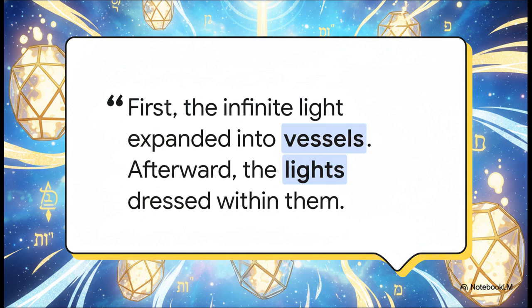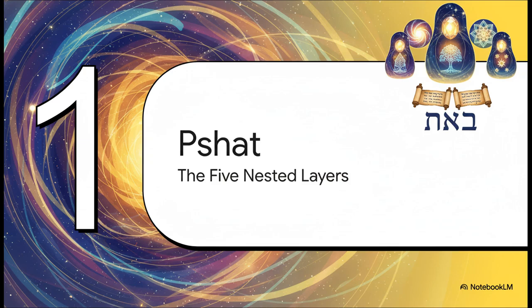First, the infinite light expanded in the secret of vessels, and afterward, the lights, which are the essences, dressed within them. Think about that chronology for a second. The infinite light didn't just crash into existence all at once. No, it systematically expanded to carve out these structural containers, the vessels. It was only after those outer vessels were fully formed that the inner essence, the light, actually dressed itself inside them. Let's move into section 1, Pshat, the 5 nested layers.